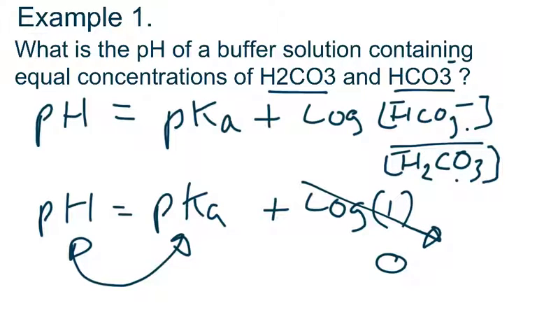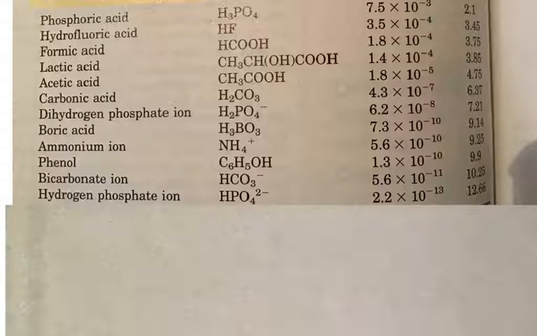And you don't panic. You look on your chart for the pKa value for H2CO3, and you find it and you write it down. And in this case, the H2CO3 value, if I'm not mistaken, will be 6.374 for carbonic acid.